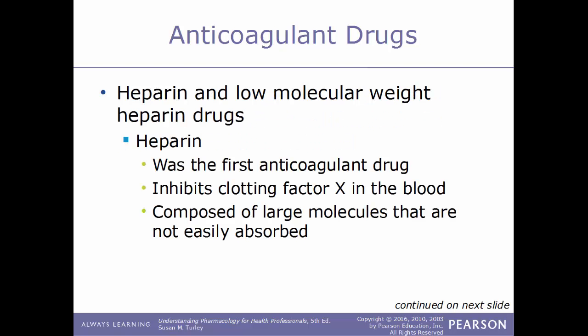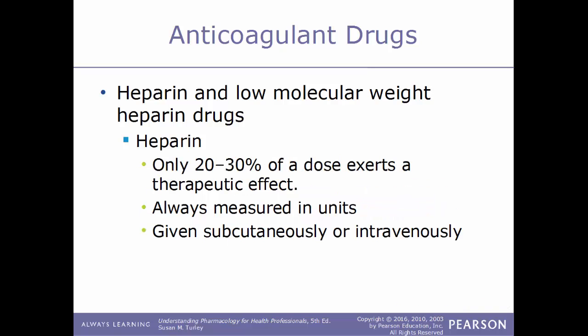All right, now we'll talk about certain types of anticoagulant drugs. The first one: heparin and low molecular weight heparin drugs. Heparin was the very first anticoagulant drug developed. And this works by inhibiting clotting factor number 10 in the blood. And this drug is composed of large molecules that are not easily absorbed. And only 20 to 30% of a dose actually exerts a therapeutic effect on the patient. Some other details about heparin: it is always measured in units, and this drug is given either subcutaneously or intravenously.